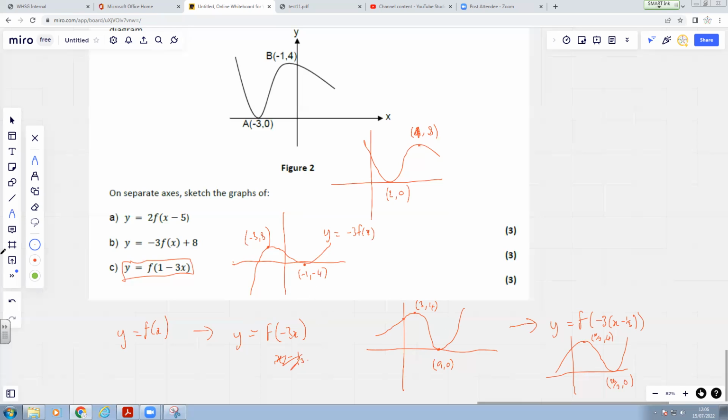Can I do this one again? I times these by minus 3 when I shouldn't. I should have done the opposite. I should have divided them by minus 3. Let me start again. The last one is really tricky, these ones.